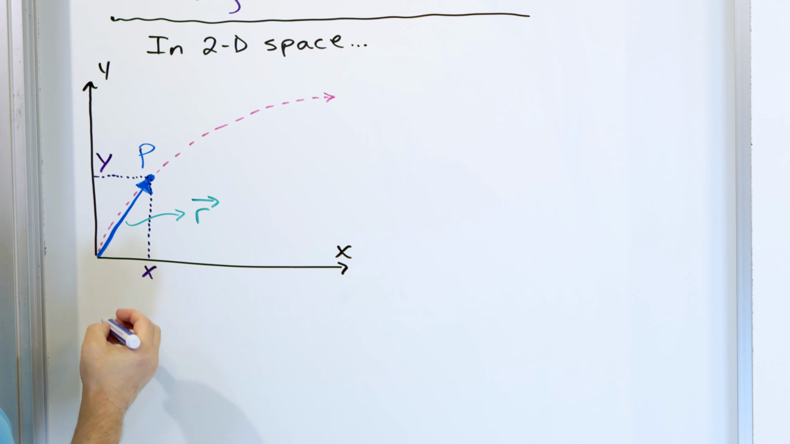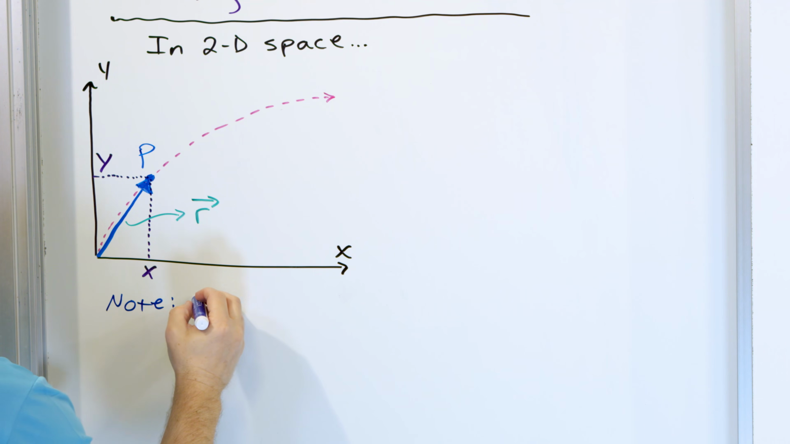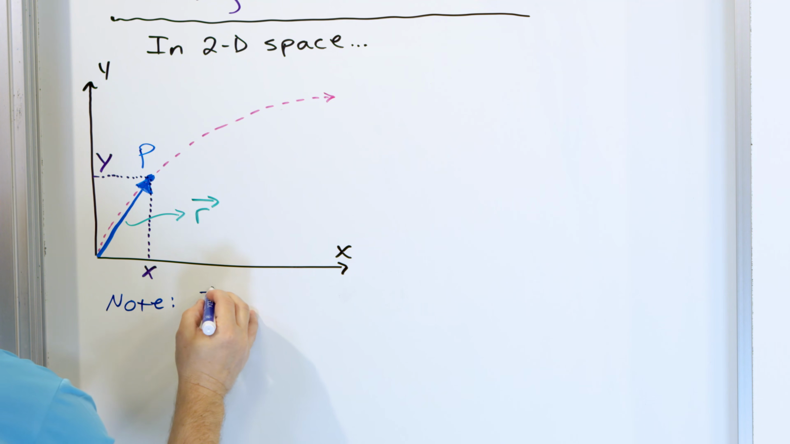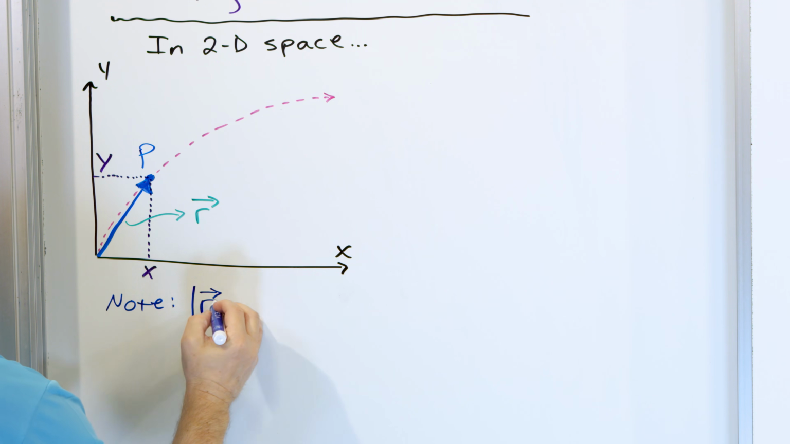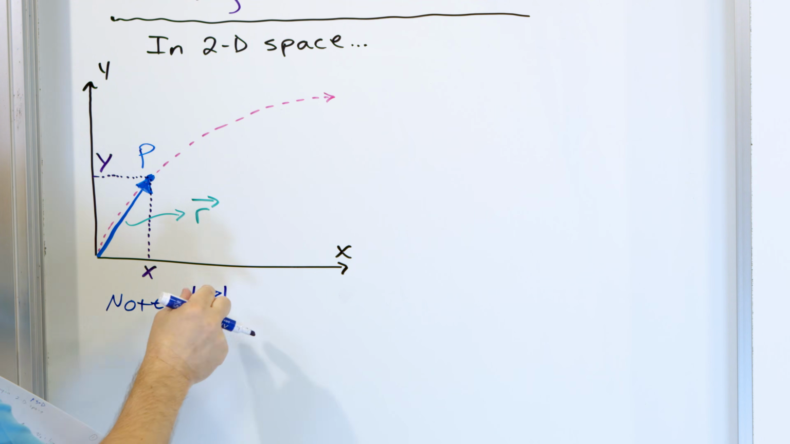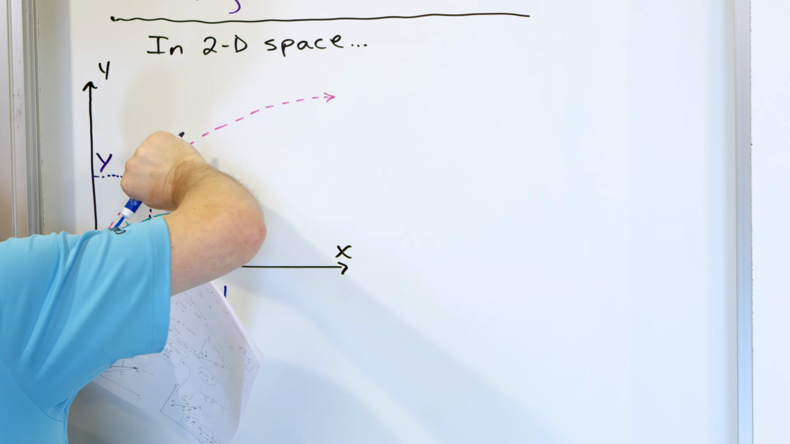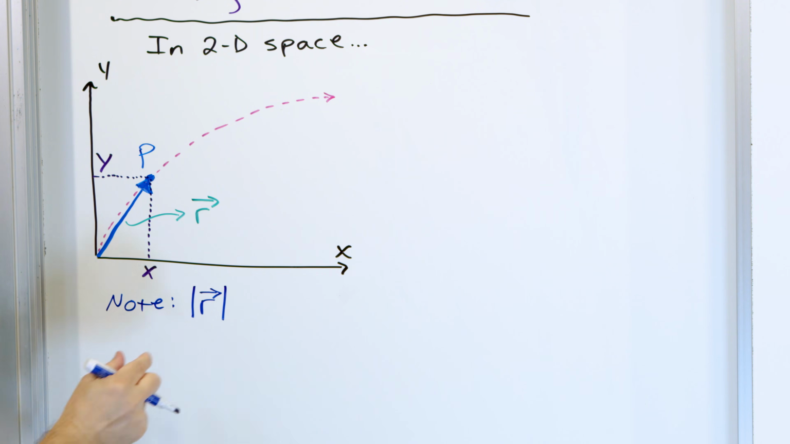So, for instance, when we talk about a vector, if we want to just talk about how long the vector is, we put these bars around it. And this is telling us, here's a vector, I want you to tell me how long it is. That means literally if you got a ruler and measured how long the vector is, then how long is it? That's it. This is called the magnitude of the vector, right?